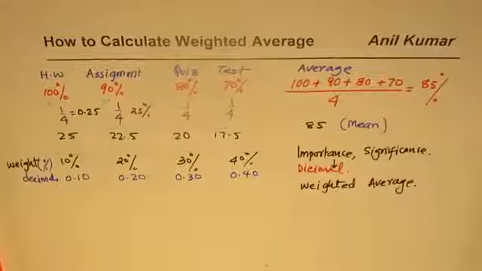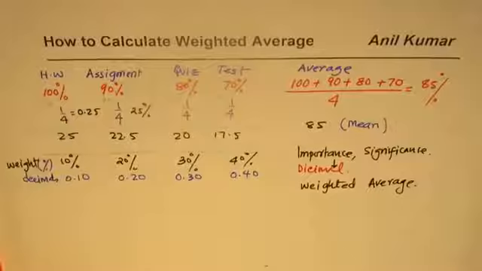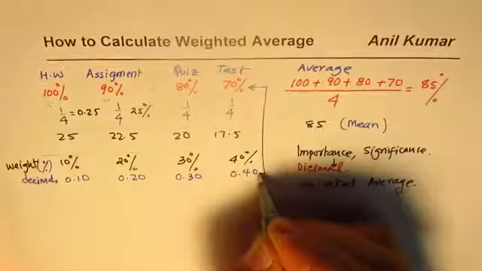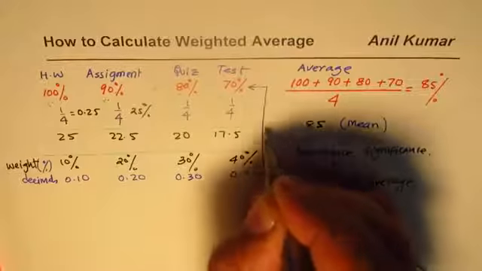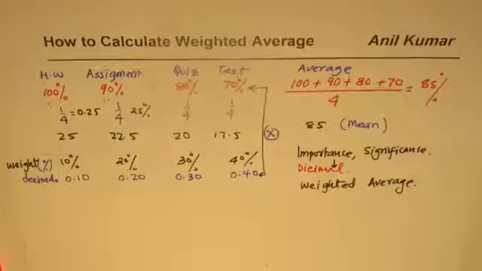So what we will do now is multiply the marks obtained with the weight. These are the marks obtained, right? We are going to multiply with the weight. So we'll do a times operation on this and write it down. So what do we have? Let's multiply each.